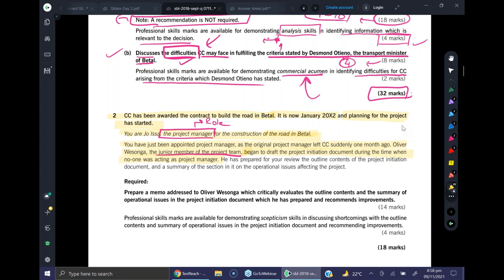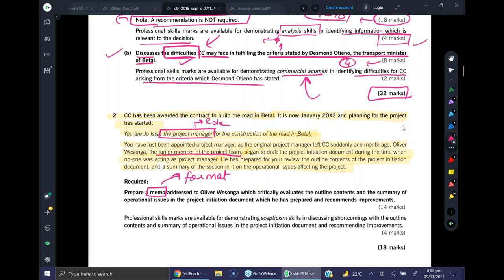So it's the detailed document for the entire project, from the very first idea of the project till planning and everything about the project. Okay, he has prepared for your review the outline contents of the project initiation document and a summary of the section on the operational issues affecting the project. Okay, what are you supposed to do? You're supposed to prepare a memo format. So to, from, date, subject, and then you start that this memo is going to discuss whatever you have to discuss, and then you straight away come to your points of the answer.